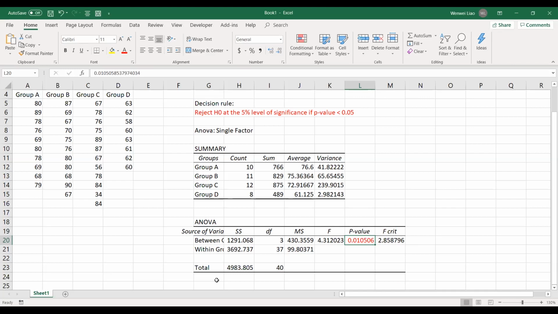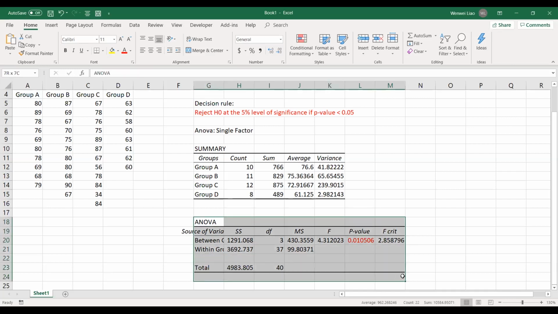Besides, what I want to mention here is you guys need to know how to calculate this table by hand, because in exams, you may be asked to do this kind of question.